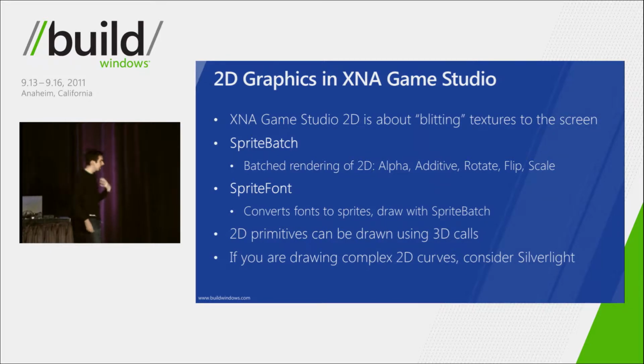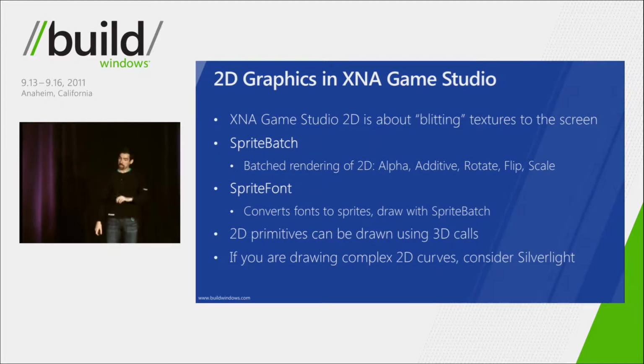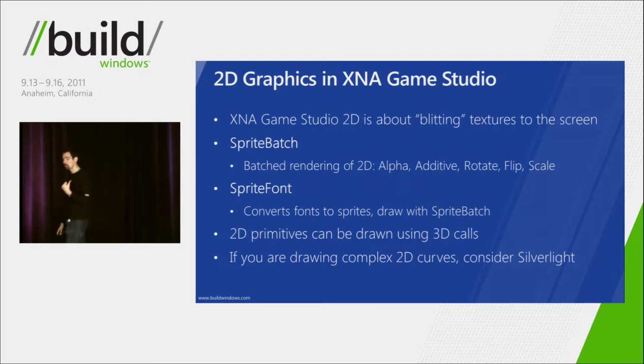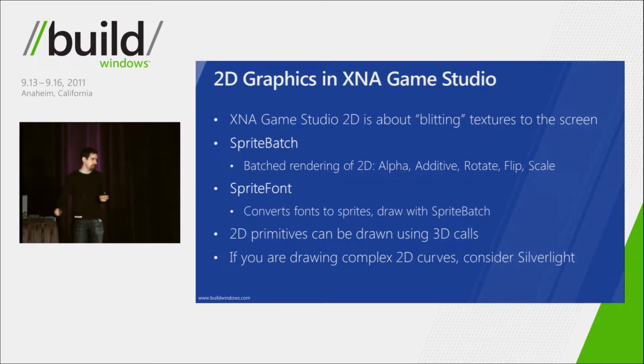Now, a combination of this class and the magic of the content pipeline gives you access to a fantastic class called Sprite Font, which allows you to convert a TrueType font into a sprite sheet automatically through the content pipeline, and then use Sprite Batch to blit out any text that you draw into it. It automatically picks out the right spot of the sprite sheet, kerns it, does all the spacing for you, and then you have very, very fast 2D drawing of text with Sprite Font. So, Sprite Batch, Sprite Font, your two heavy lifters.